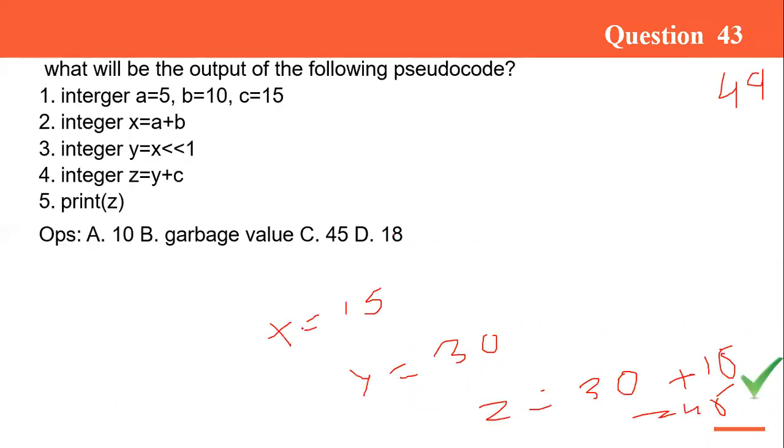Sorry. We are printing Z value, right? Z value is what we are printing, which is 45. Tarun, any doubt? Why are you asking? I didn't get your doubt, Tarun. Can you just say it out properly? Why calculate?